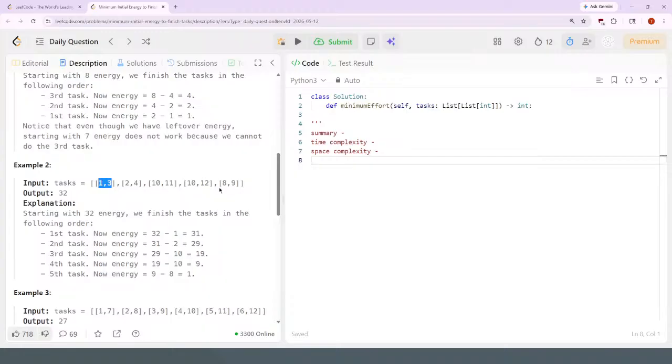Why is that? Because if you start this thing with 9, and then you take away 8, then you're down to 1. If you're down to 1, then you can only do a 1, 1 or a 0, 1. You can't really do anything bigger than that, right?